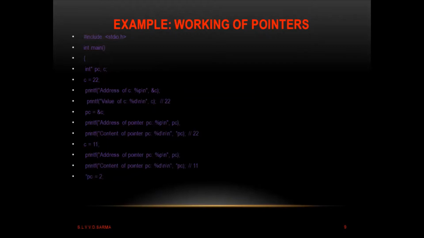Asterisk PC equal to 2 means we are going to indirectly change the C value. Previously the C value is 11. Now we are going to get the C value as 2. Now we are going to print the address. We are going to get the same address as the previous one. So what is the value of C? Now here the value of C is 2.